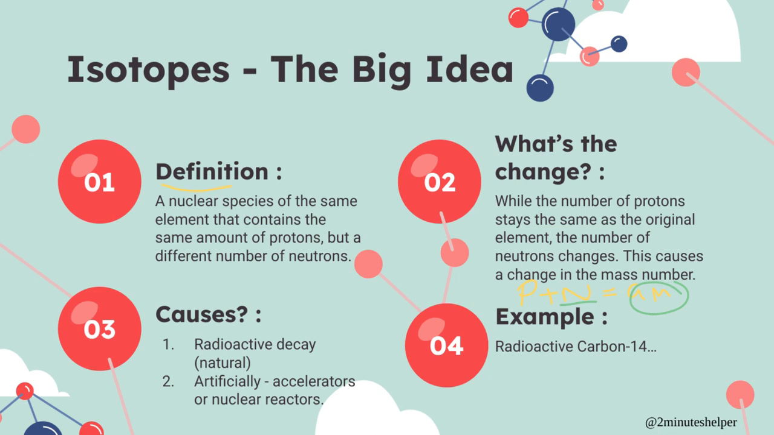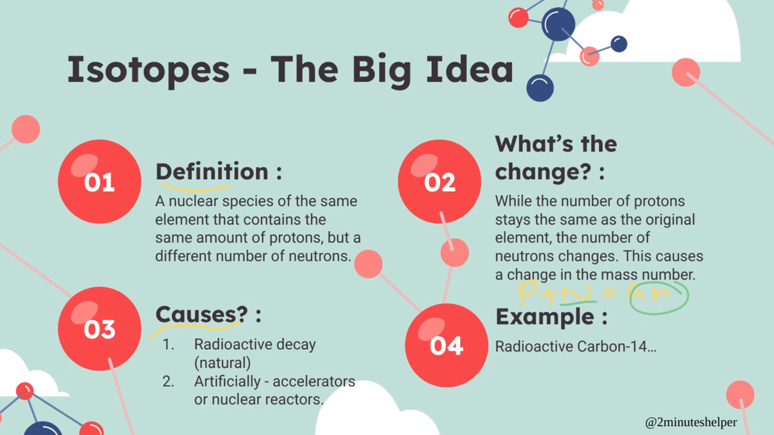So let's look at the causes. How is an isotope formed? We have a normal element, let's say carbon, and its number of neutrons changes. How is that possible? There are two causes. One, naturally. That is through radioactive decay. Radioactive decay is the release of energy in the form of ionizing radiation and through alpha, beta, or gamma decay, and you should have learned this in physical science.